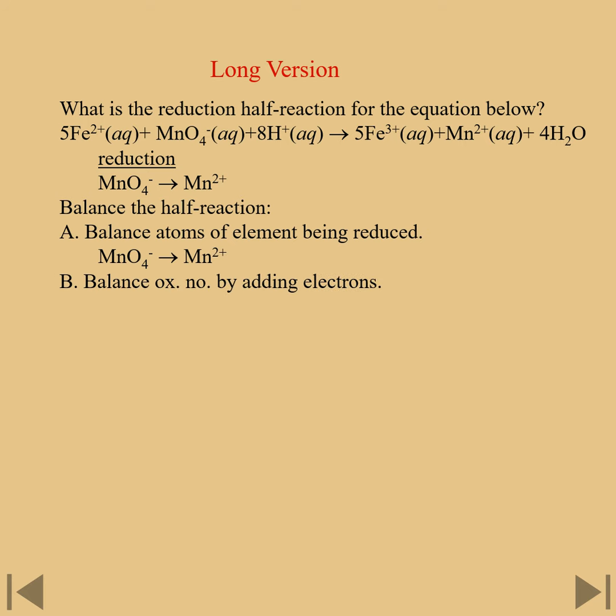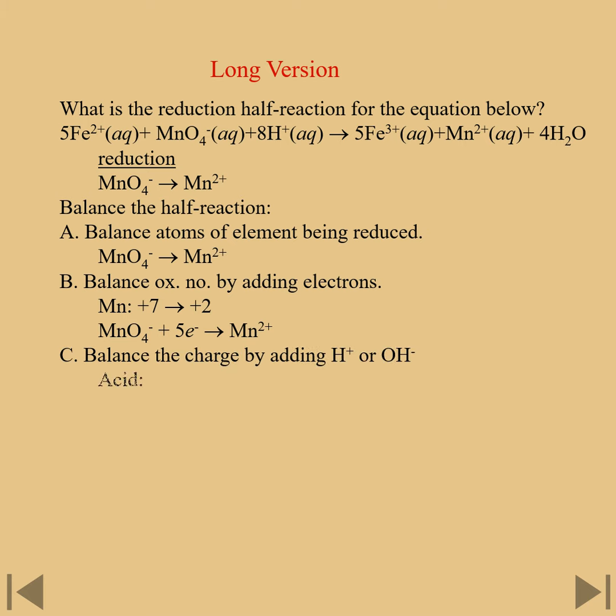Then step 2B, we're adding electrons to balance the oxidation number. Again, we went from plus 7 to plus 2, so 5 electrons are involved, and those 5 electrons show up on the left. You might think of it this way: what plus positive 7 is positive 2? 5 negative 1s, so negative 5. Hopefully we can see that the negatives show up on the left.